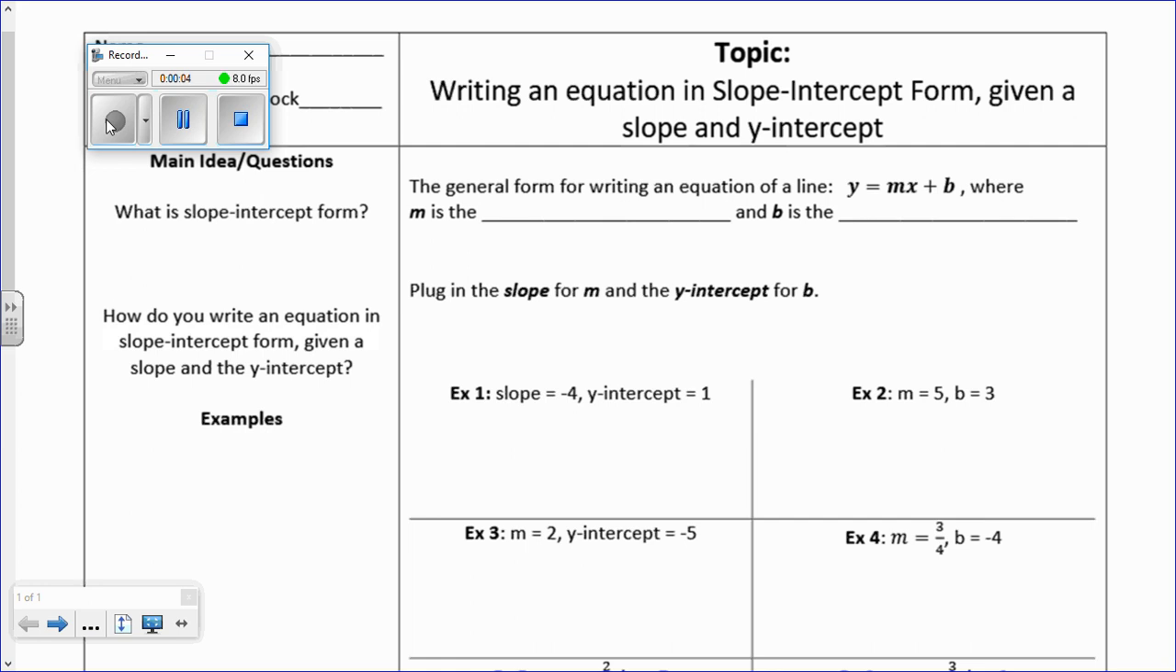All right, so today we're going to talk about writing an equation in slope-intercept form given a slope and a y-intercept. So remember in previous units we talked about slope, which is the rate of change, the rise over run, and the y-intercept is where the graph crosses the y-axis, okay?